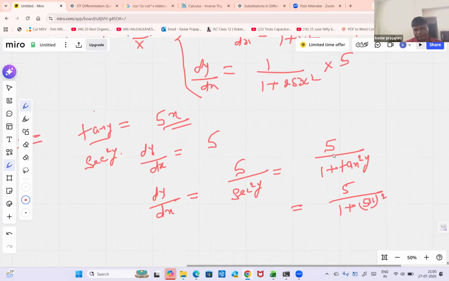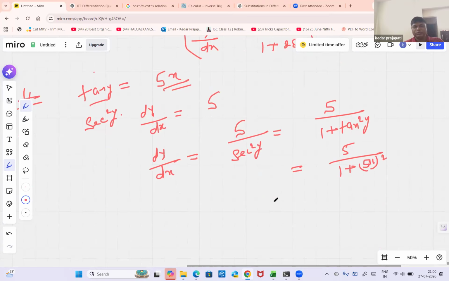So see, mistakes we couldn't catch here, here we are able to catch. So you have to practice better. Okay. 5 by 1 plus 25x square.